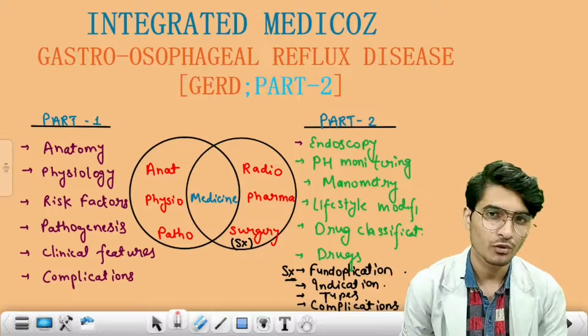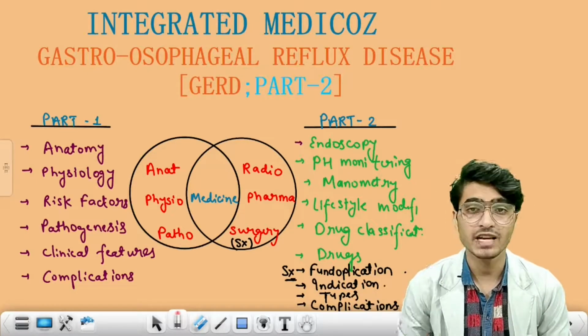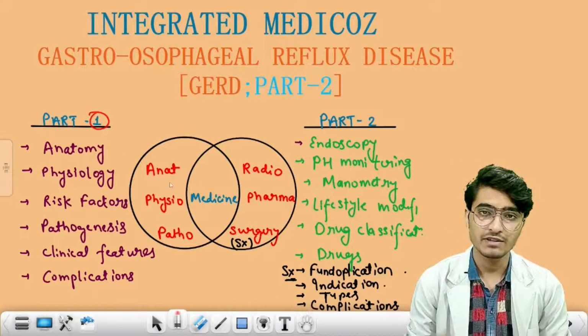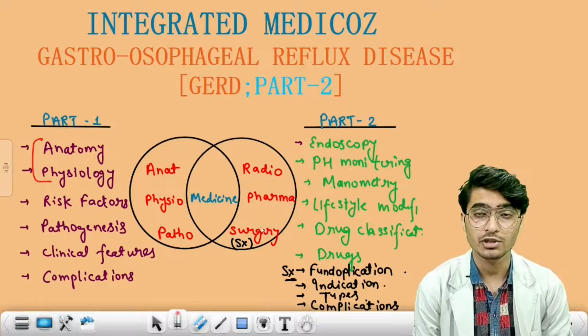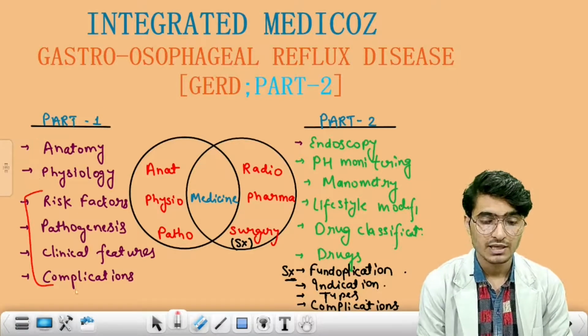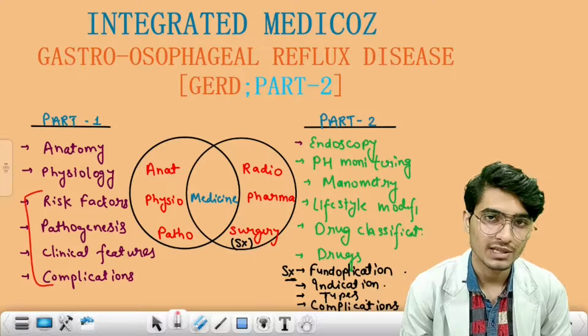So now guys, we will go for Part 2 of GERD. We have covered Part 1 of the same, where we covered the anatomy and physiology of the esophagus, and the risk factors, etiopathogenesis, clinical features and complications of GERD.